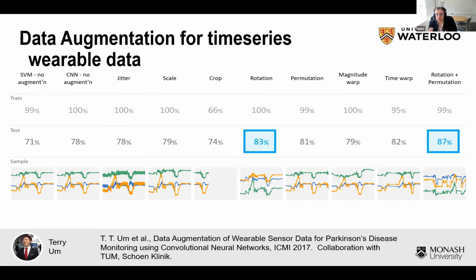And then also becoming robust to variety in the timing of symptoms within a window. Remember, these were all labeled in 1 minute, but maybe the tremor didn't start right at the start of the window. And this temporal permutation basically allows us to be robust to that variability.